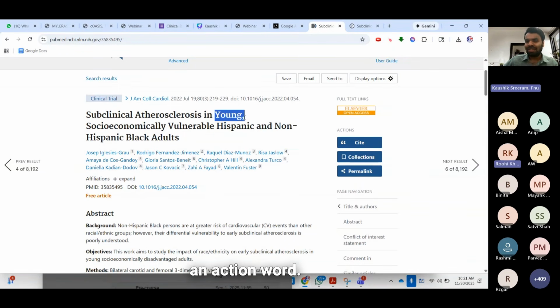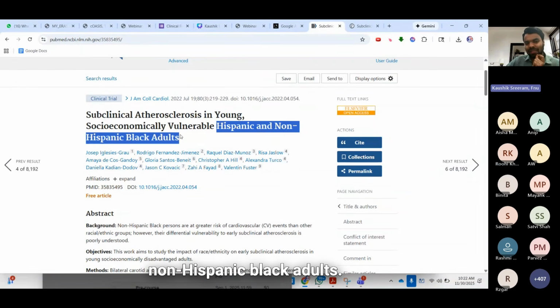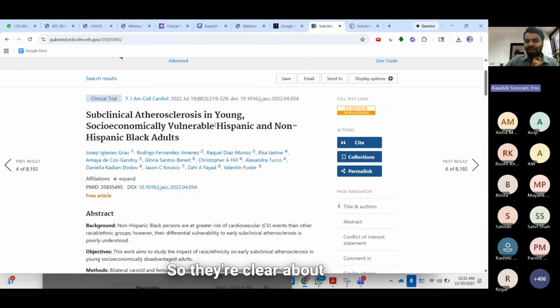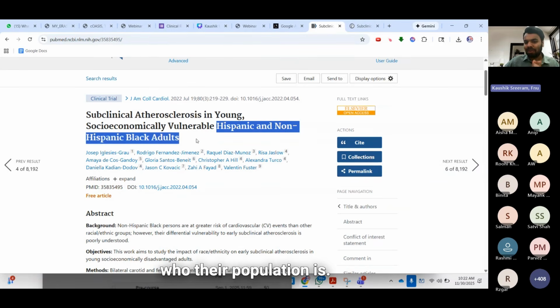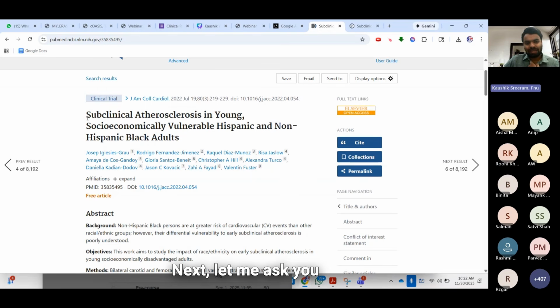So this is also an action word. Now, if they say young, will I have older people in this study? No, it's only going to be young. Then they're more specific towards Hispanic and non-Hispanic Black adults. So they are clear about who their population is, right? Now, will I get white patients over here, Indian patients? No.